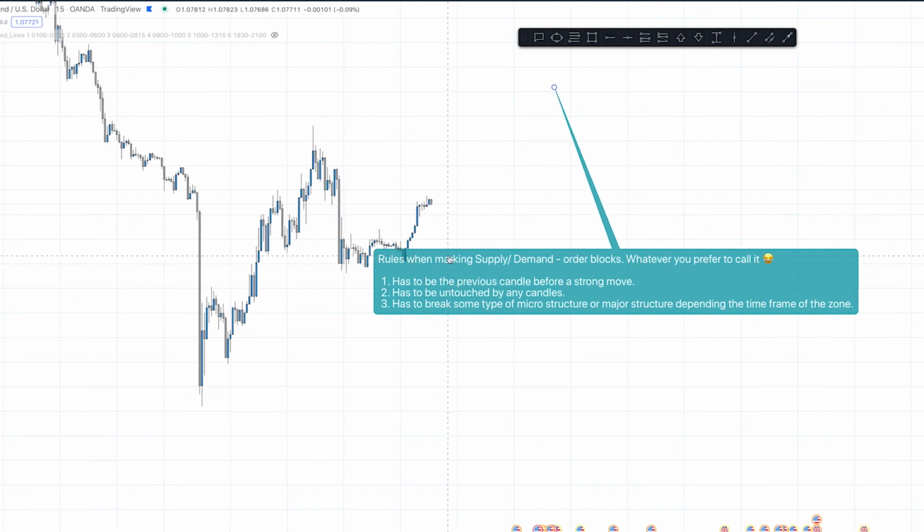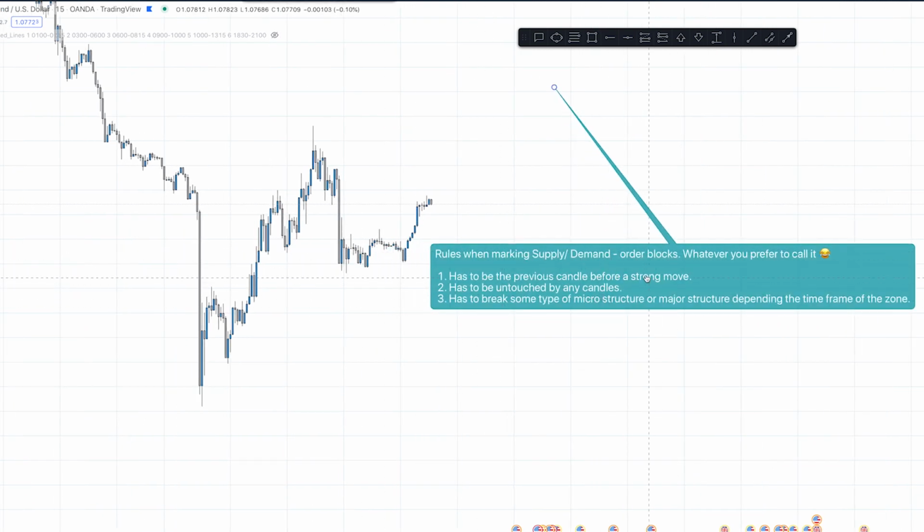So first things first, these are the 3 rules that I want you guys to write down, screenshot, or if you want, pause the video and write them down. Let me break them down for you. The first one is: has to be the previous candle before a strong move. The second is: has to be untouched by any candles. And the third is: has to break some type of microstructure or major structure, depending on the time frame of the zone. I'm going to break down each and every one of these so you can understand what I'm saying.